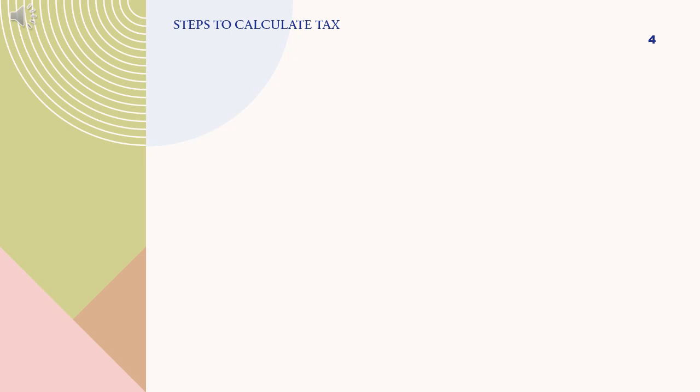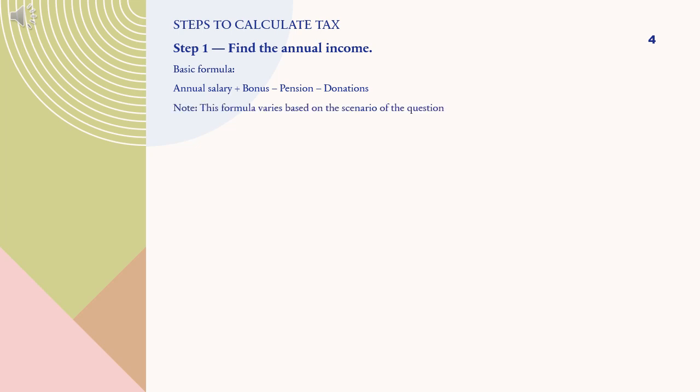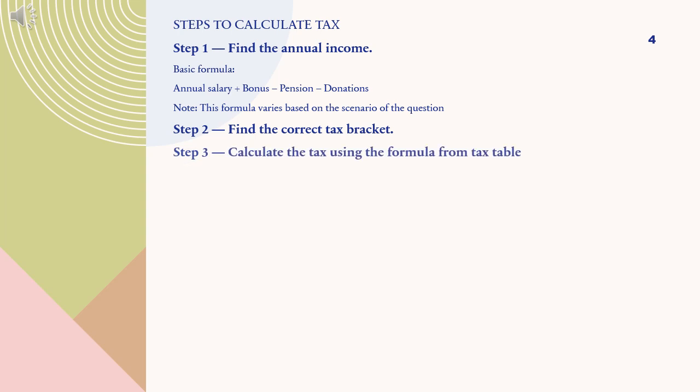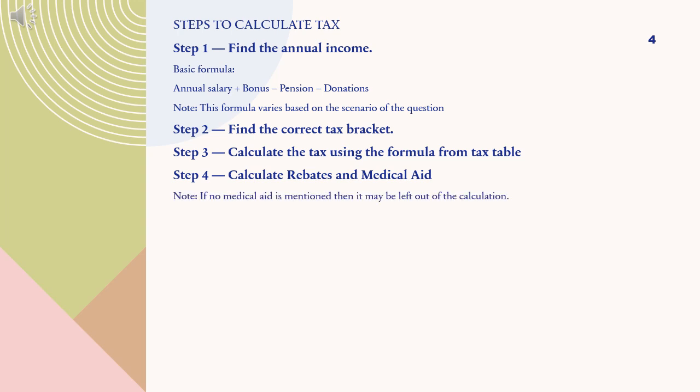Now I'm going to give you a method you can use for any taxation question in your exam. Follow these 5 steps every single time. First is step 1, which is to find the annual income. You may use this basic formula: annual salary plus bonus, pension, donations. Second is step 2, which is to find the correct tax bracket. Next we move on to step 3, calculating the tax using the formula from the tax table. Next is step 4, calculating rebates and medical aid. And the final step is step 5, which is to use your answer in step 3 and subtract the answer in step 4.